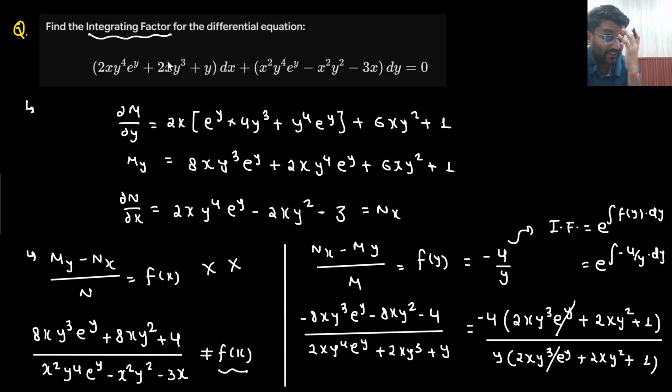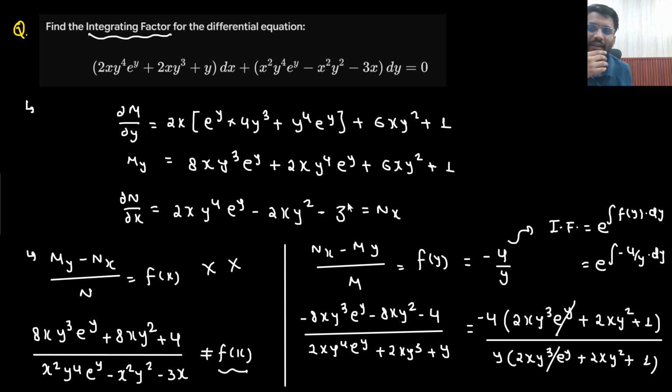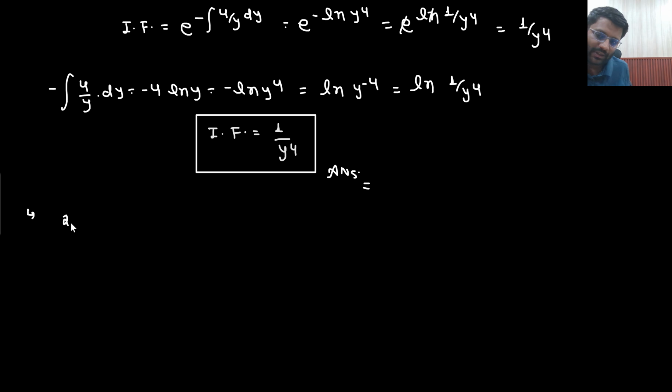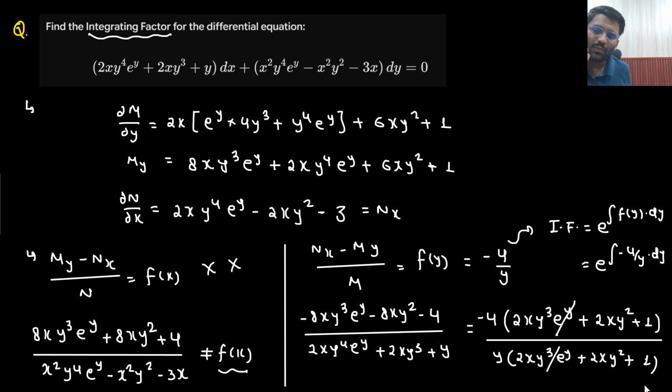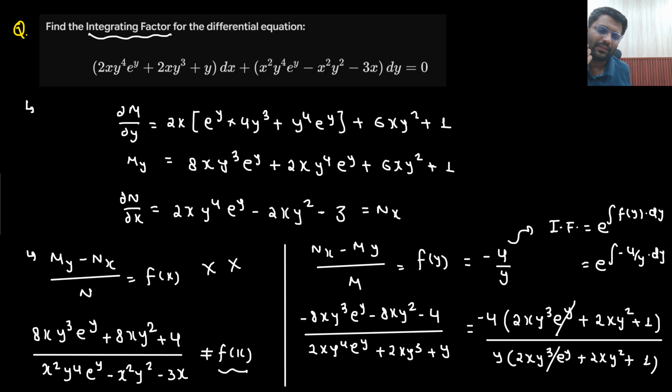It will come out to be an exact equation. If you want to solve the equation, then what you need to do is multiply with 1 by y to the power 4 on both of the sides. So what answer will you be getting? Here you will be getting 2x e to the power y plus 2x by y plus y 1 by y cube dx plus x square e to the power y.